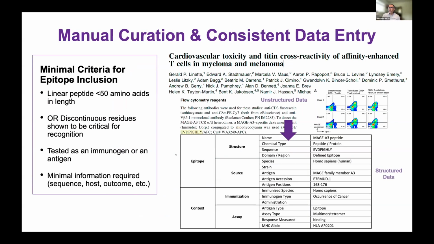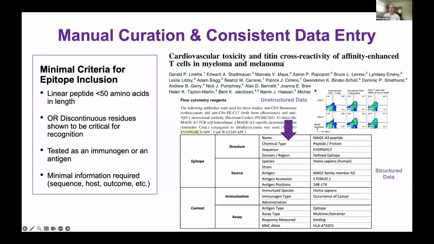So now let's look more closely at the manual curation step. The first step is for a curator to read through the paper, looking for epitopes that meet the minimal inclusion criteria for CEDAR. Those criteria are, it must be either a linear peptide smaller than 50 amino acids in length, or a discontinuous epitope containing individual residues that have been shown to be critical for recognition. And additionally, in order to be curatable, an epitope must be tested in an assay as either an immunogen or an antigen, and we'll go over specific definitions of these in a little bit.